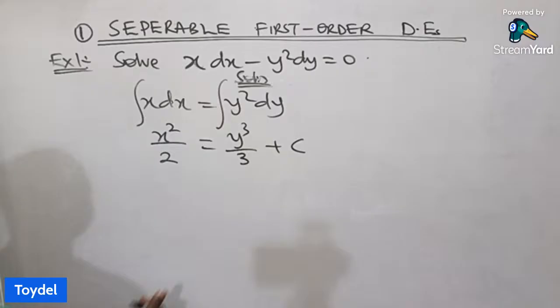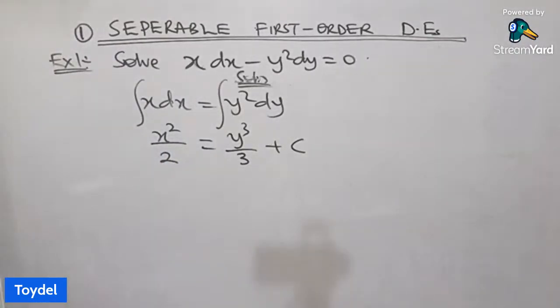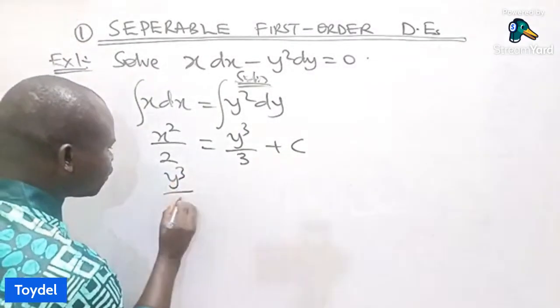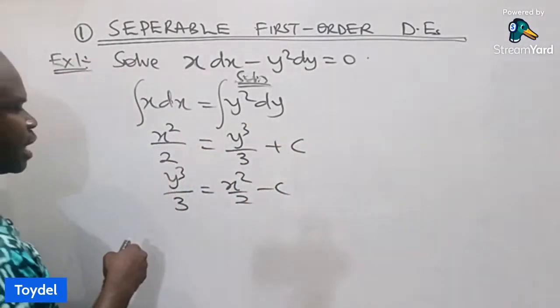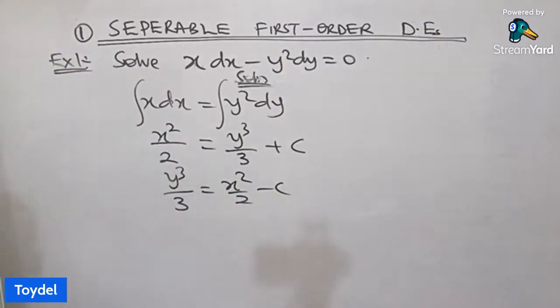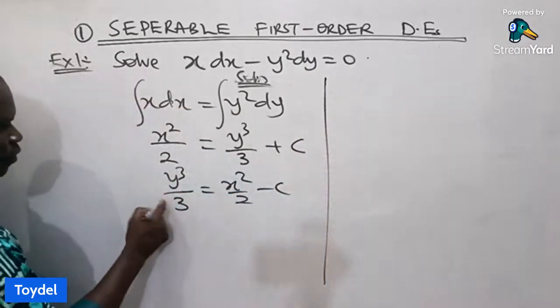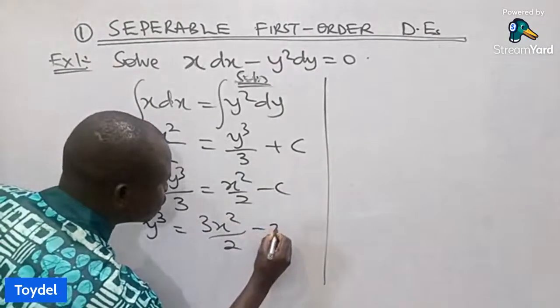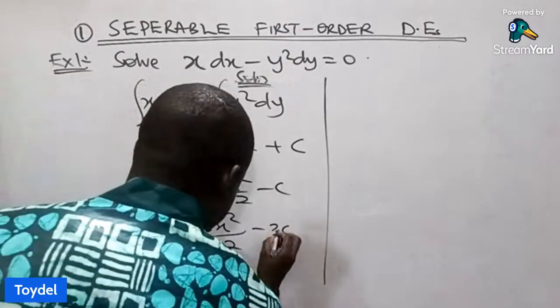Then at the end of the day, I can transfer minus c to this side. That is, I will say y cubed all over 3 will be equal to x squared all over 2 minus c. At this point, what can I do? I might decide to multiply through by 3. If I multiply through by 3, I'm going to have y cubed, which will be equal to 3x squared all over 2 minus 3c, where c is an arbitrary constant.